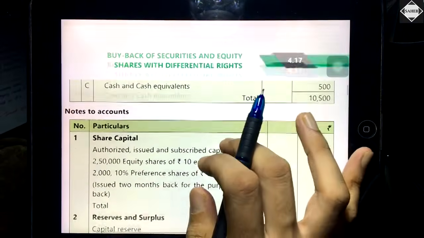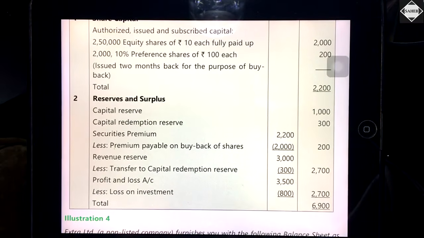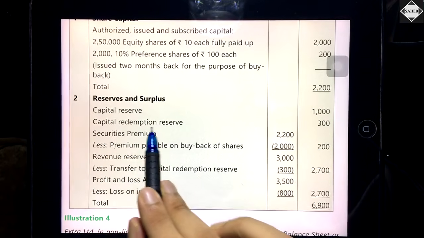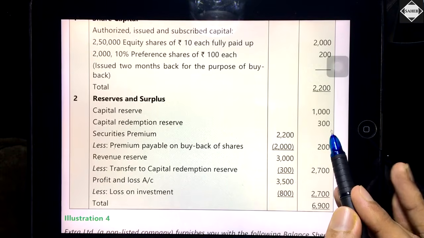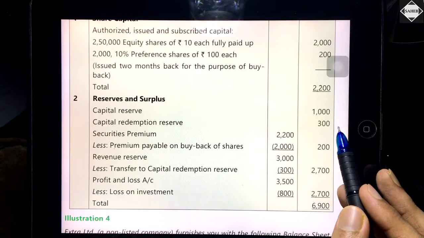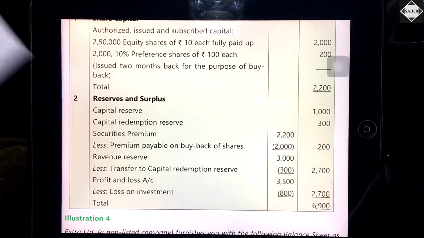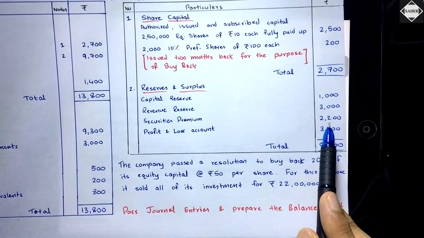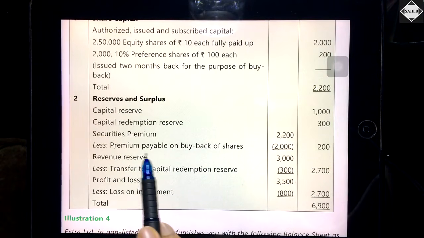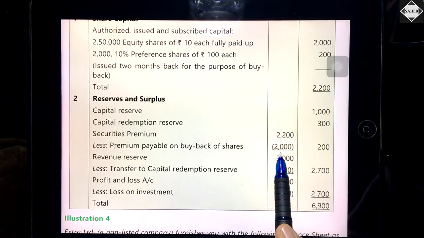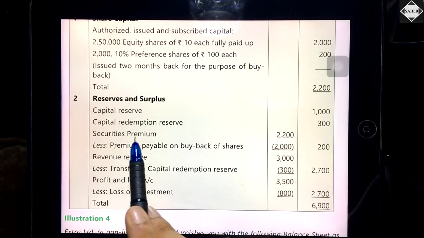Let's see that. Reserves and surplus: capital reserve as it is, 10 lakh. You haven't done anything to that. And then capital redemption reserve has come into existence. We created that of 3 lakh from the revenue reserve. Then securities premium, previously we had how much? 22 lakh, in the question. 22 lakh minus we have written off the premium payable on buyback, that was 20 lakh. So 22 lakh minus 20 lakh is equal to 2 lakh. 2 lakh is the balance of securities premium.